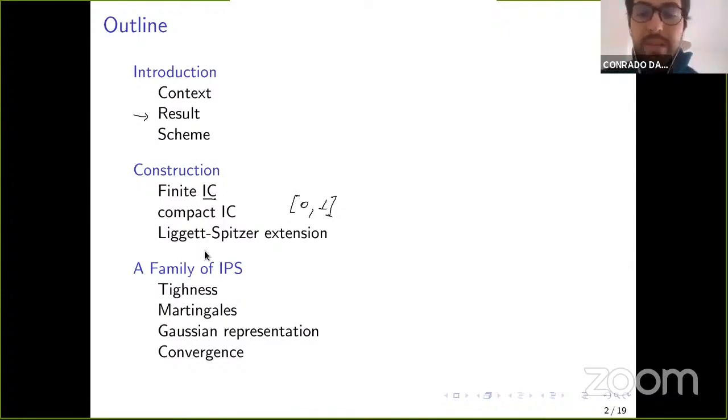And then we complete the construction following a hint from Liggett and Spitzer. I call it the Liggett-Spitzer extension. I don't know if they would agree, because there are some things that are not exactly in their spirit, but we'll see that. Then after we have constructed these particle systems, these Markov chains, we are ready to consider their scaling limits. There is a family of interacting particle systems, and then we go back to what we spoke about yesterday, how to extract the convergent subsequence and characterize the limit.